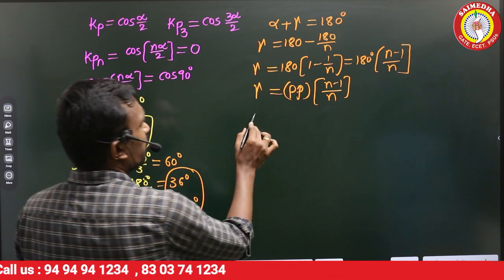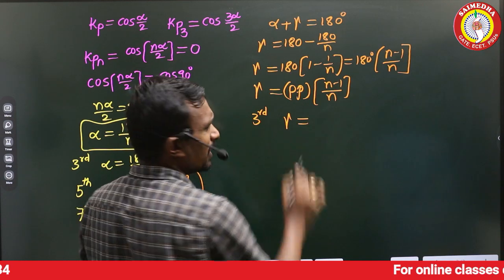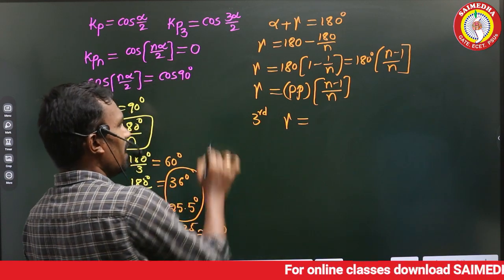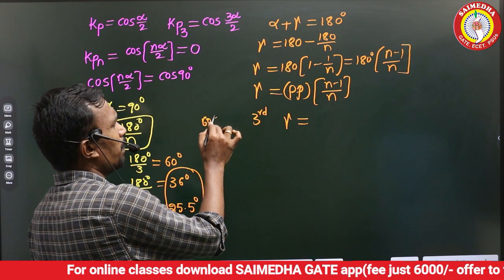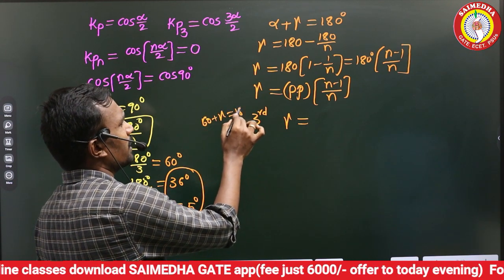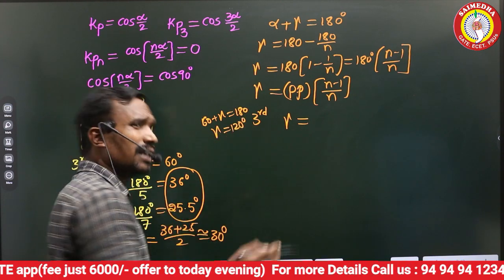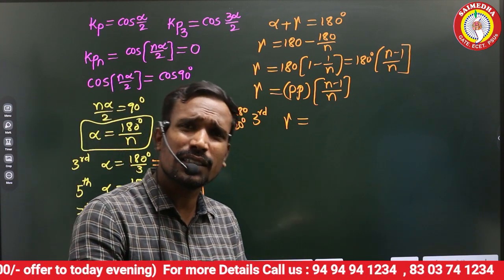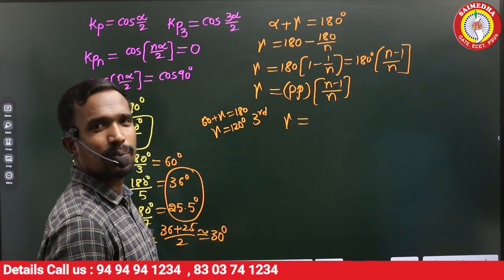For example, if you want to eliminate third order harmonics, what is gamma? If alpha is 60 degrees, then 60 plus gamma should be equal to 180. Nothing but, to eliminate third order harmonics, the gamma should be equal to 120. This is very clear, crystal clear, of course. But we can calculate from here also.